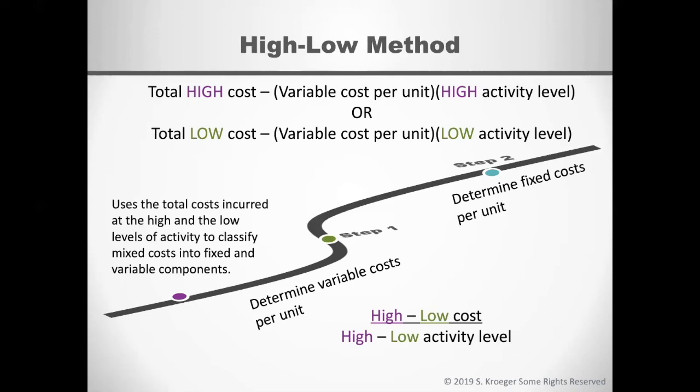To use this formula, you either take the highest or the lowest cost, then subtract the multiplication of the variable cost per unit times either the highest or lowest activity level. The variable cost per unit is the answer you got from step 1. We'll do an example together next.